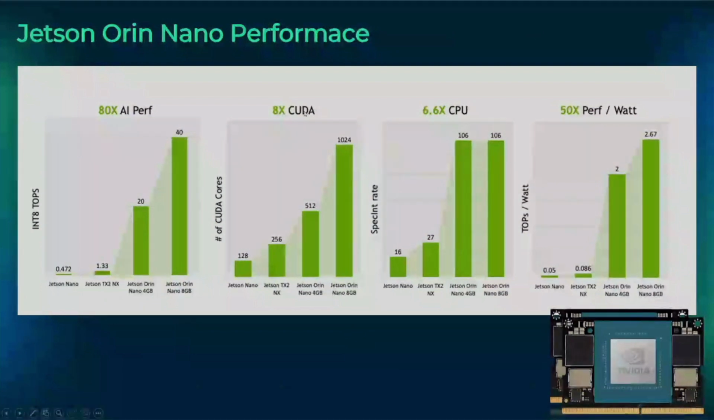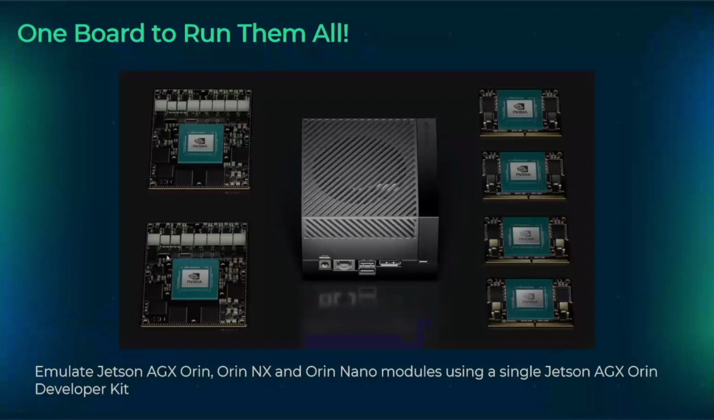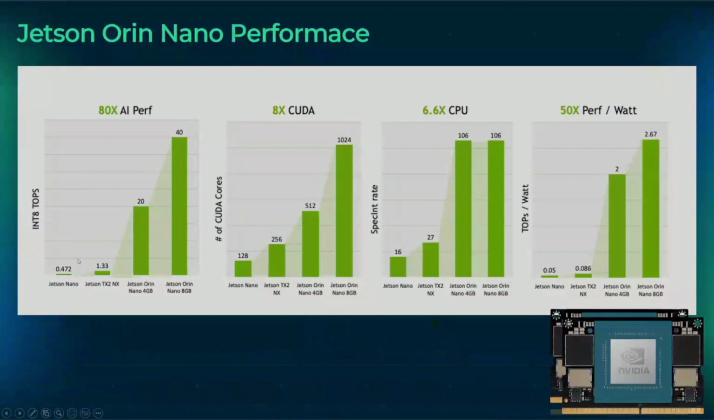For the CUDA cores, there are 8 times more than the Jetson Nano, 6.6 times more CPU performance than the Jetson Nano, and 50 times more performance per watt than the Jetson Nano. So it's very exciting to see the Jetson Orin Nano getting released very soon with such high performance. I hope that it will not be that expensive, because this will be the cheapest one in the Orin series, and it still beats the one which is already out there.